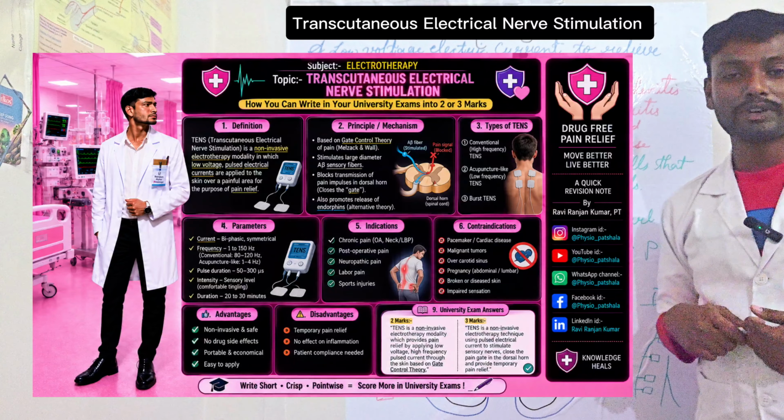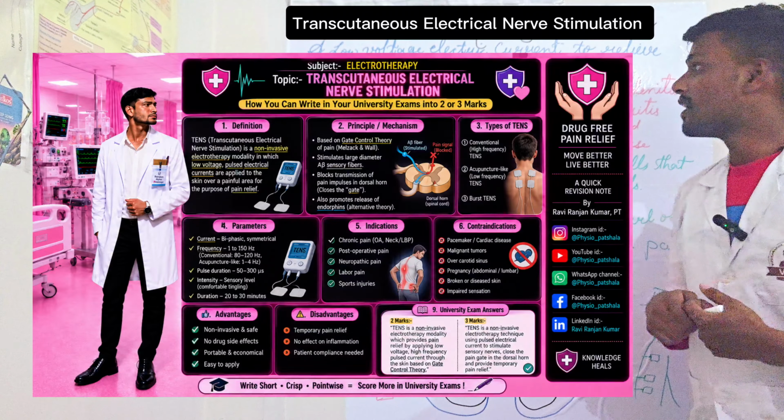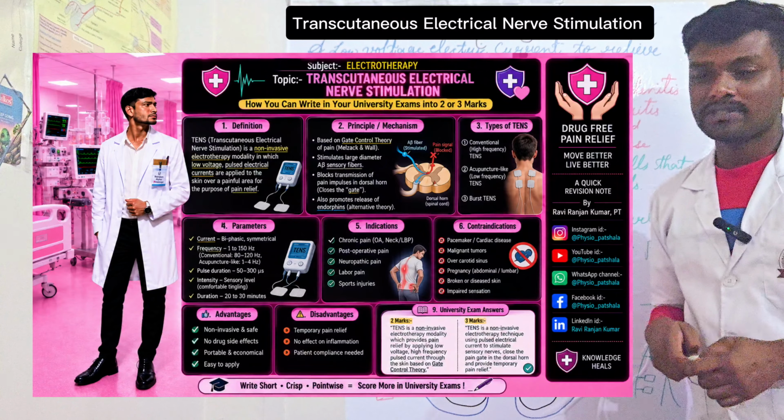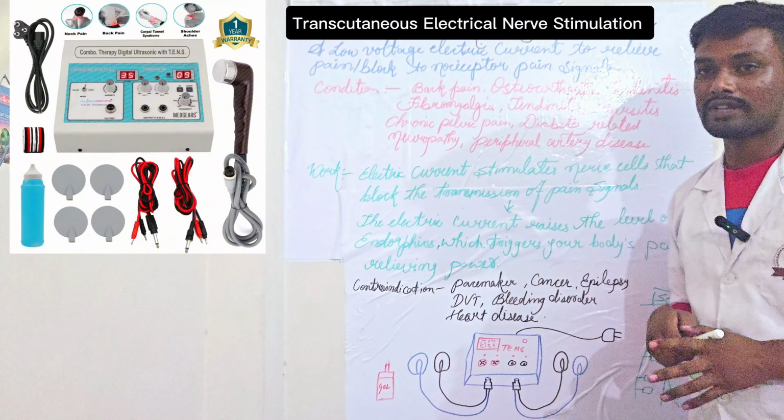So let's start a new topic, which is transcutaneous nerve stimulation. The short form is TENS. So how can you write it in a university examination for a 2 marks question? That is sufficient for a 2 marks question. So let's discuss and understand it.